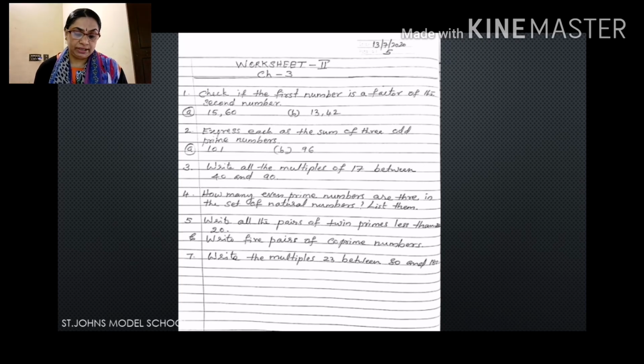Now write 5 pairs of co-prime numbers. 5 pairs of co-prime numbers, as I have shown you how to find out co-prime numbers. Just take numbers and try for it. You have to find 5 pairs.